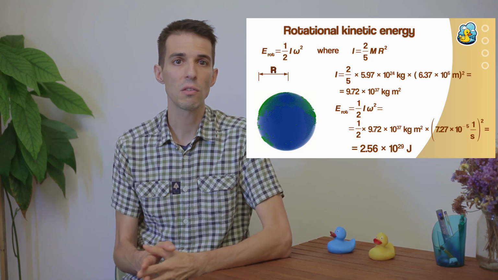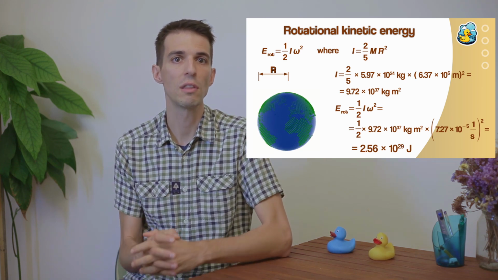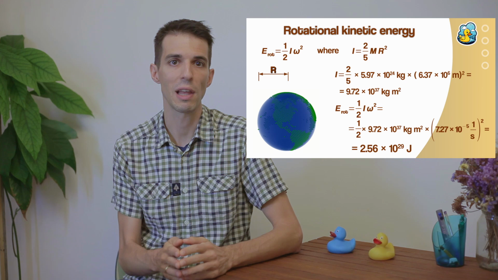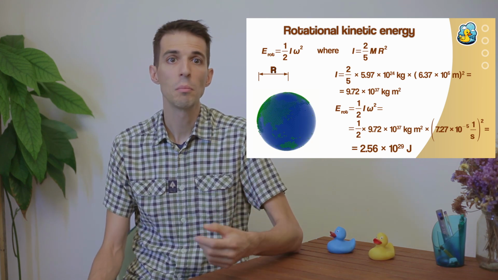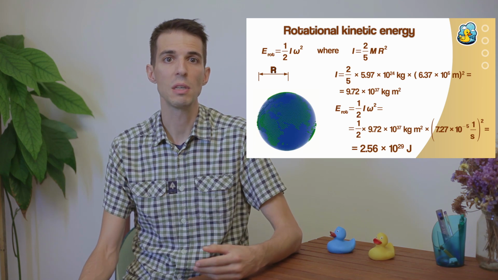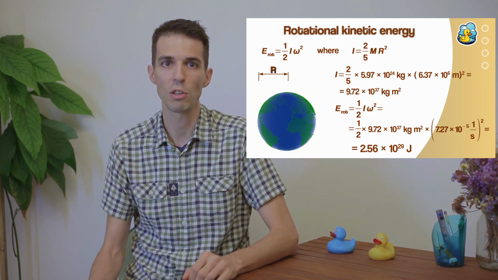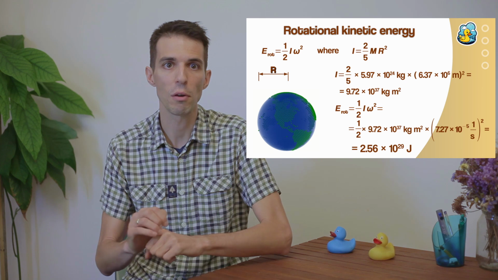This gives us a sense of how much energy is stored in the rotation of a massive object like Earth. Even though its angular velocity is small, the large mass and radius mean there is a huge amount of rotational kinetic energy below our feet.